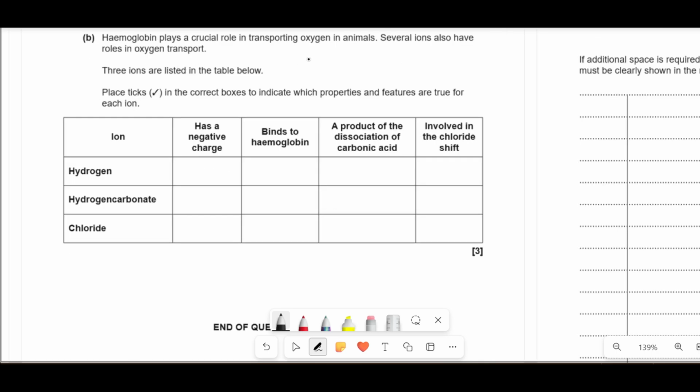Hemoglobin plays a crucial role in transporting oxygen in animals. Several ions also have roles in oxygen transport. Three ions are listed in the table below. Place ticks in the correct boxes to indicate which properties and features are true for each ion.